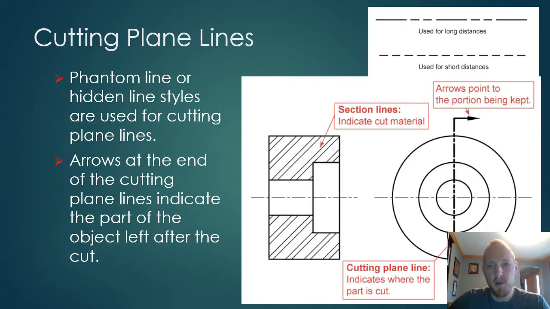When it comes to cutting plane lines themselves, those cutting plane lines can be different types of lines. A phantom line is typical, and that's for longer distances. If you're using real short distances, you might use a hidden style line. You can see in this example, we also have arrows that are pointing in the direction of the portion that is going to be kept. So when you're looking at that section view that you see on the left, you're seeing the material that's left over in the direction of those arrows.